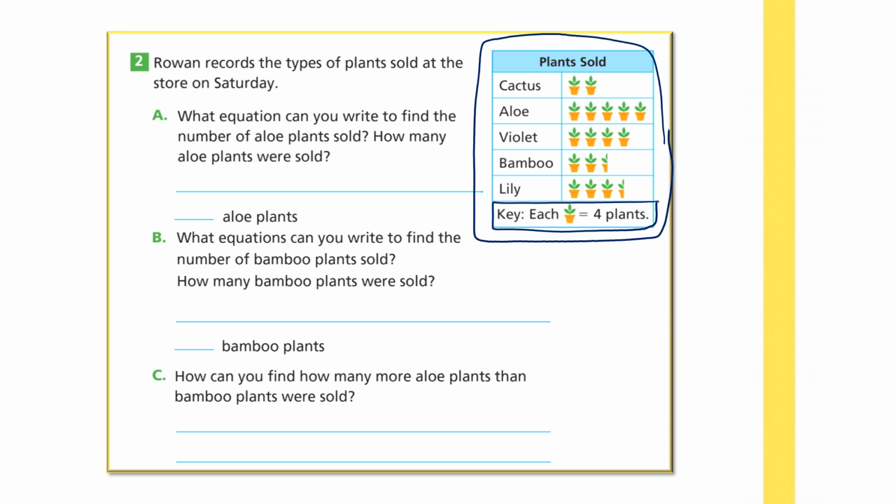Okay. A, what equation can you write to find the number of aloe plants sold? How many aloe plants were sold? Well, in A, it's asking us to do 2 things. It wants an equation, and it also wants how many aloe plants were sold. So a common misconception, boys and girls, some of you find this easy and you go ahead and you write your answer, but you have to do the other part of it. And the other part is to write an equation.